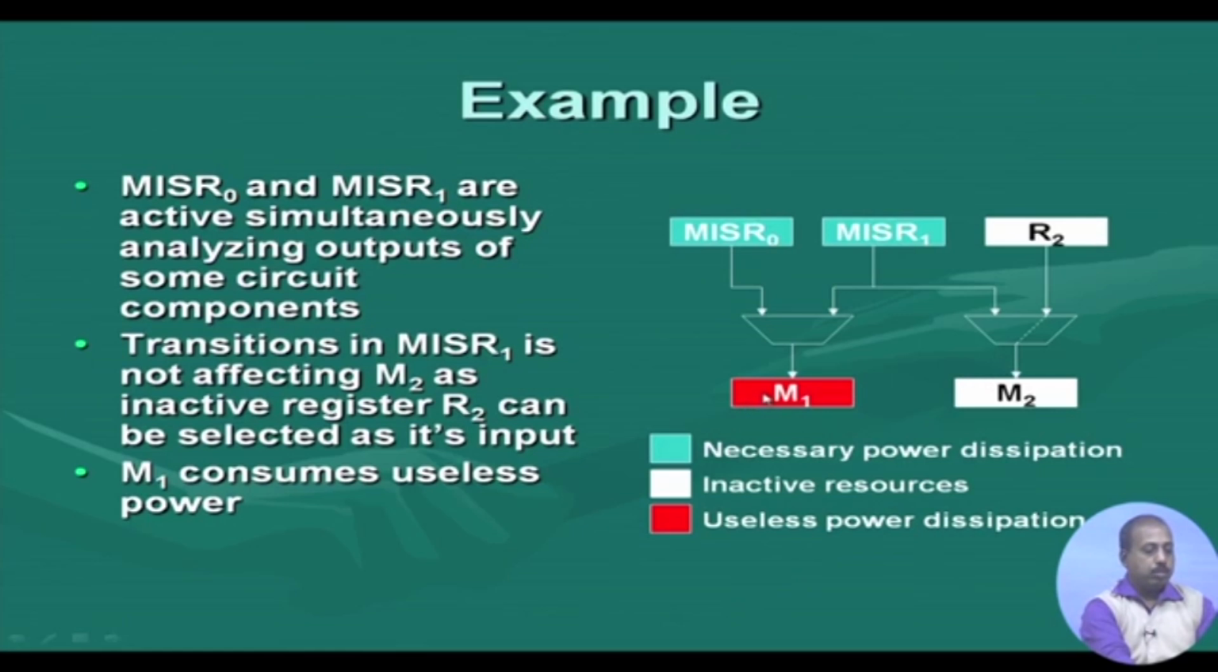So, M1 consumes useless power. M1 has to be somehow taken care of. M1's useless power dissipation has to be reduced somehow.